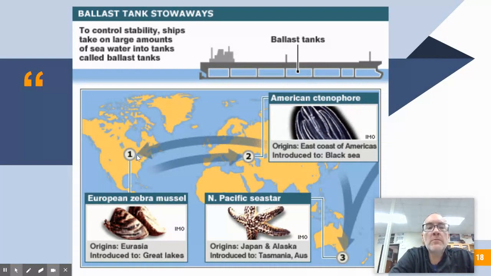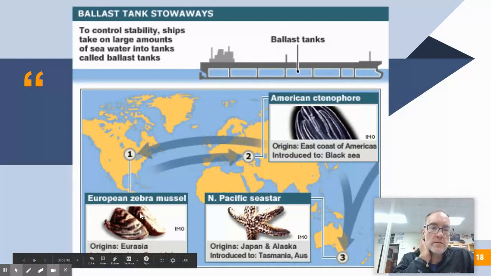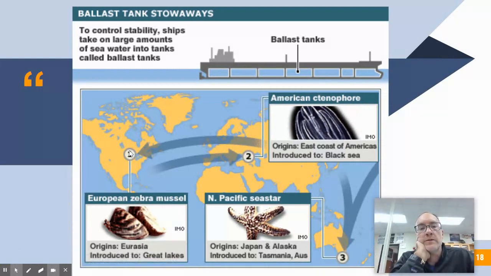And when they arrive to port, say if they come through the locks of the Great Lakes, they'll empty that water prior to loading up their cargo, say it's steel or coal. And in that process, they release small either eggs or larvae of different invasive species. And that's kind of how that zebra mussel was able to get to the United States. And from there, it spread to other lakes.